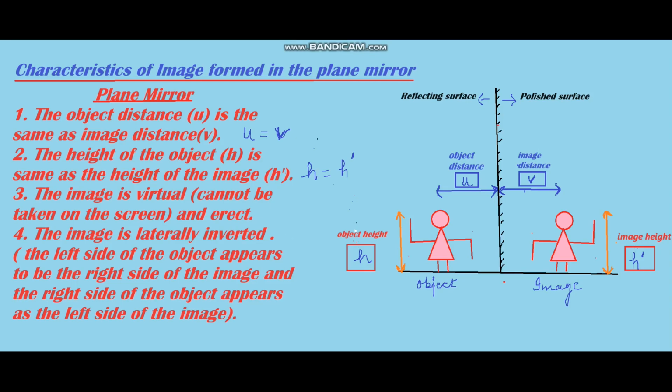Lastly, the image is laterally inverted. Now, what does that mean? If the object raises its right hand, in the image, you would see that it seems as if it is raising its left hand. That means the right side of the object appears to be the left side of the image and the left side of the object appears to be the right side of the image. This is called lateral inversion. And these are the characteristics of image formed in the plane mirror.